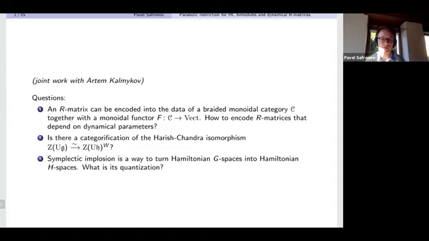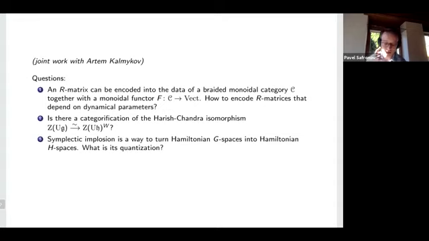There's also a class of so-called dynamical R-matrices. So what I've described just now are called constant R-matrices, or just R-matrices, while dynamical R-matrices are things that depend on parameters in the Cartan subalgebra of the quantum group. So the question is, is there a similar categorical point of view on dynamical R-matrices? All right, so that is the first motivation.